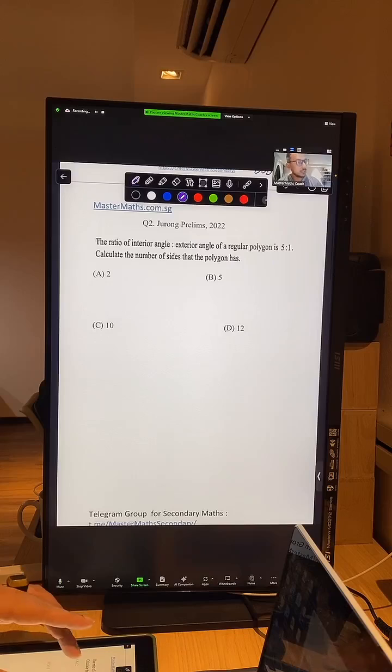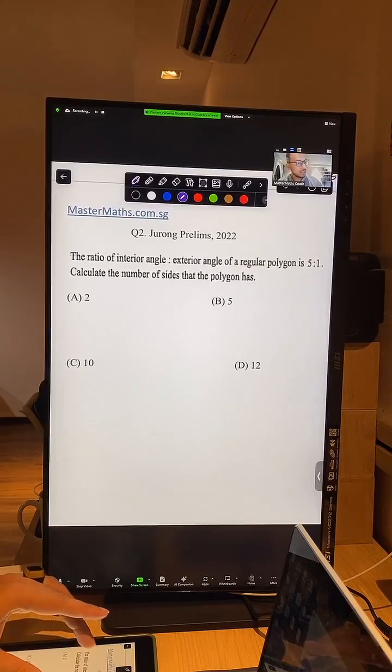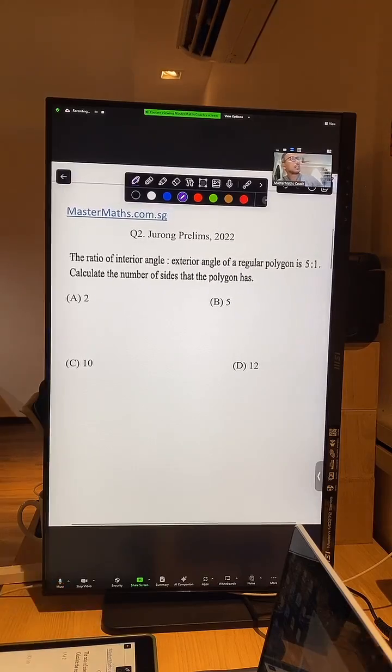I hope you all can see this. Okay, the font is a bit weird. Okay, the ratio of interior angle to exterior angle of a regular polygon is 5:1. Calculate the number of sides that the polygon has. How do we do this question?